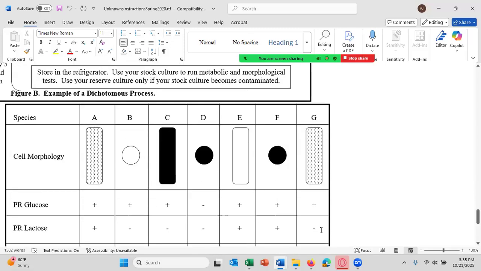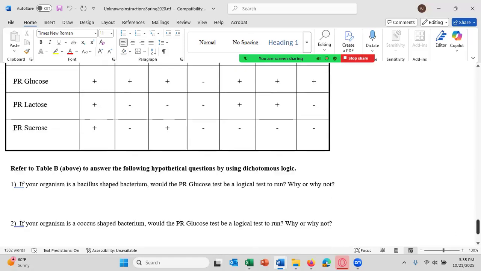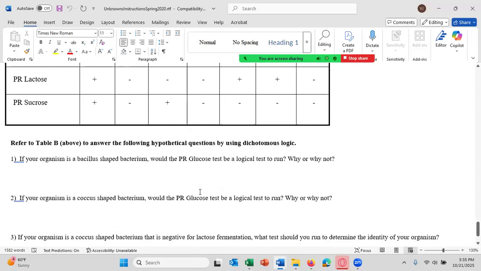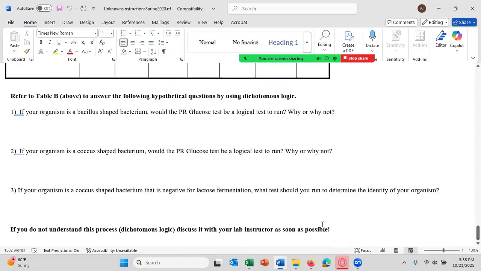And then this is an example using dichotomous logic, and I've got a few cases of dichotomous logic. This is just here in case you need to understand dichotomous logic, and this is going through a dichotomous logic example, and then there's some questions for you to answer. You do not need to turn in these questions for your report. If you don't understand dichotomous logic after going through this example, then speak to me about dichotomous logic.